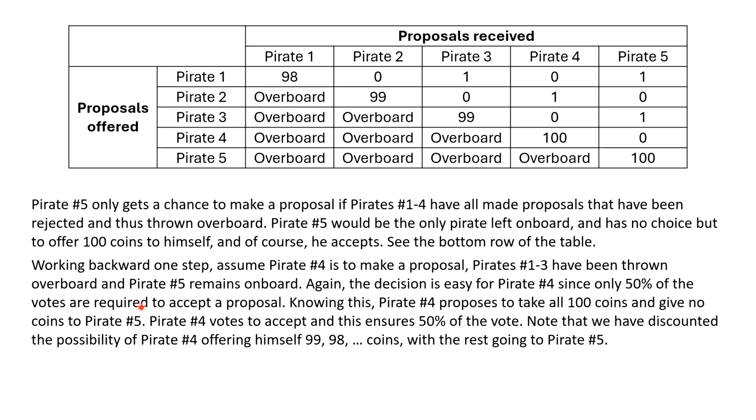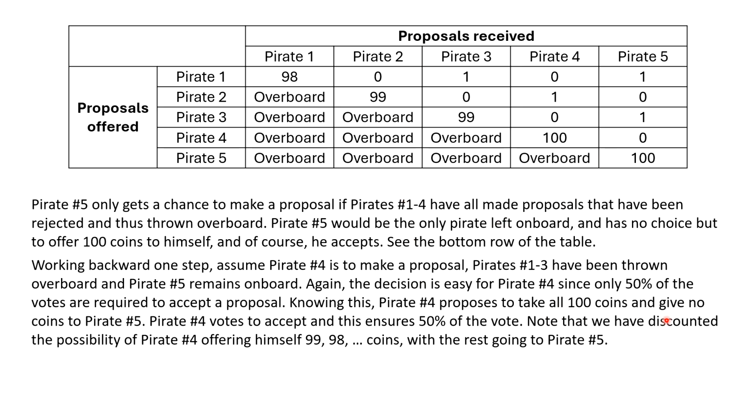Working backwards, on this row, pirates 1, 2, and 3 have been thrown overboard, and you only need a 50% approval to win. So pirate 4 would say, my proposal is I get 100 and you get nothing. And pirate 5 can't do anything about it, because pirate 4 is going to vote for the 100, and that's what he'll get. So that's this row down here.